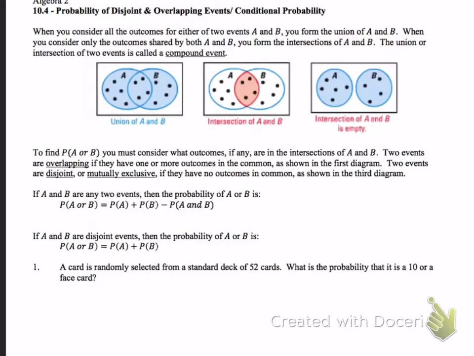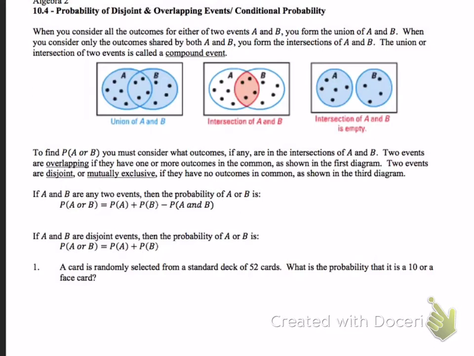Okay, so in 10.3, we just learned about basic probability, like drawing a face card, drawing a 10, playing cards, or just one event happening. In 10.4, we're going to learn about multiple events happening. So what could happen if I drew a face card and a 10? What is the probability of that? Or what is the probability of drawing 4 2s in a row?